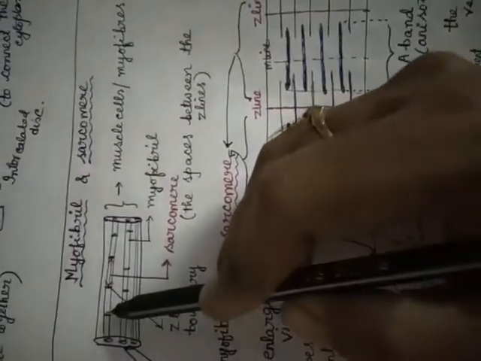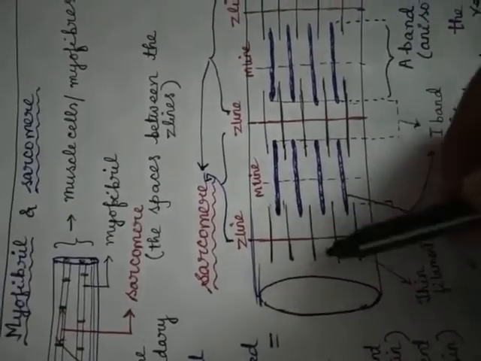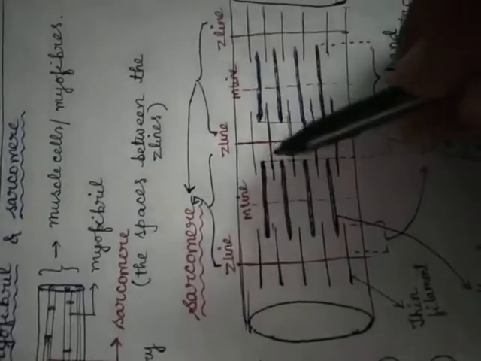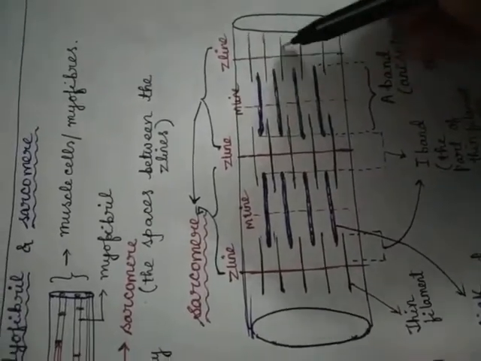See here the compartments. These are the Z lines. Here also I have shown the Z lines. This one is a Z line, this one is a Z line. In black color, I have shown the thin filaments. They appear like parallel lines. This one is a thin filament, this one is a thin filament. Similarly here also are thin filaments. These are the thin filaments, and this is also a thin filament.